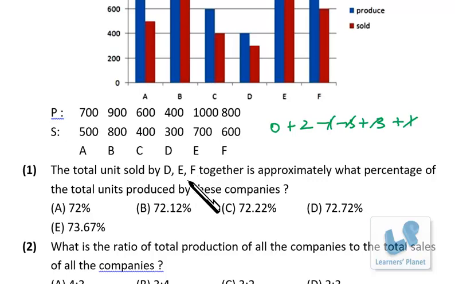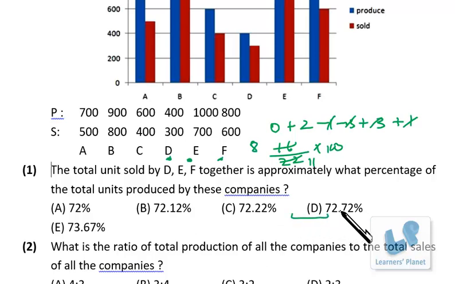Total units sold by DEF together is approximately what percentage of total units produced by these companies? So total units sold is by D, E and F. So that is 7 and 6, 13 and 3, 16. And production is 10 plus 8, 18 and 4, 22. Okay. 100 by 11 is 9.99. So that multiply by 8, that will give us a 72.72 something something. So that is this option.